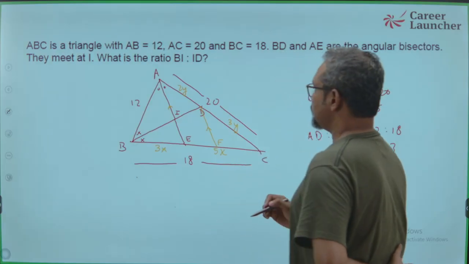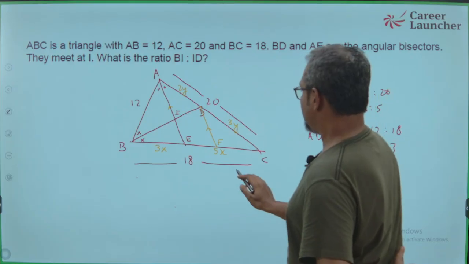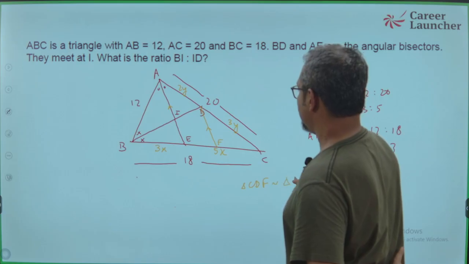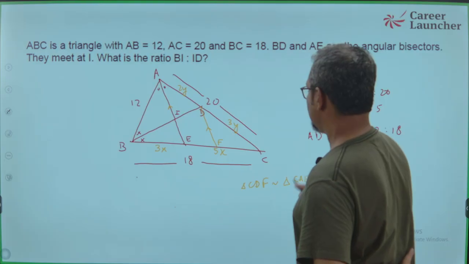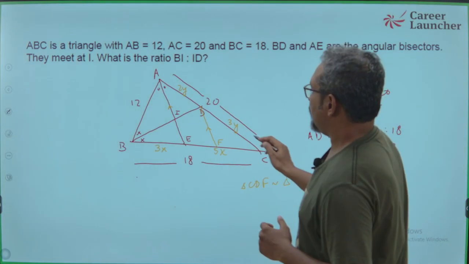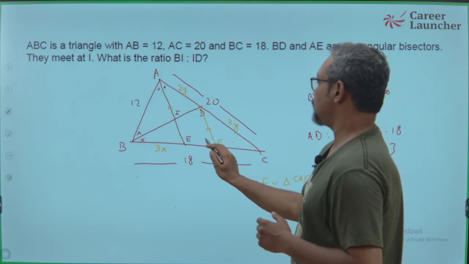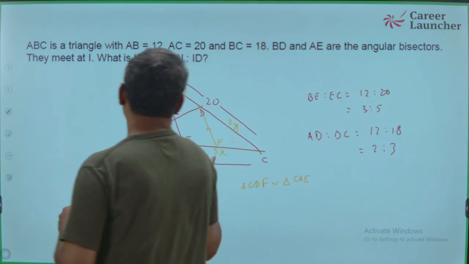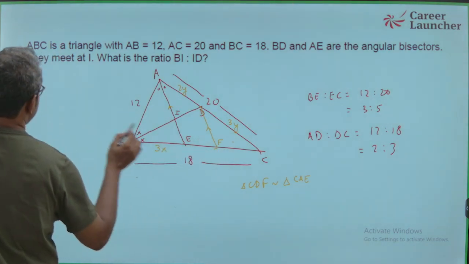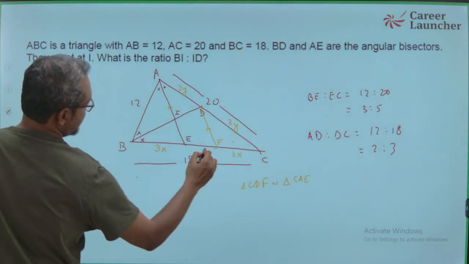What happens is we straight away get some similar triangles where, see, this triangle CDF becomes similar to triangle CAE, right. As a result, CF is to FE is CD is to DA, which is 3 is to 2, means this will also become 3 is to 2, but this is already 5x. So if I divide 5x in the ratio 3 is to 2, I am going to get 3x and 2x.